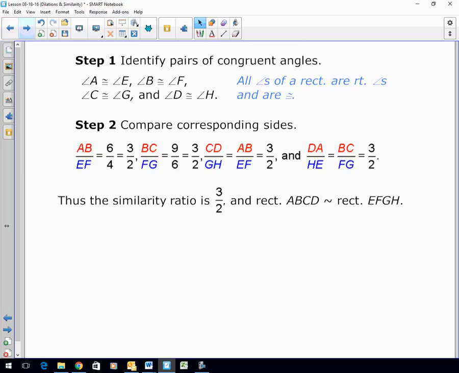We transferred every single one of these. We converted them not to improper fractions, but to decimals, okay? And wrote our similarity statement.